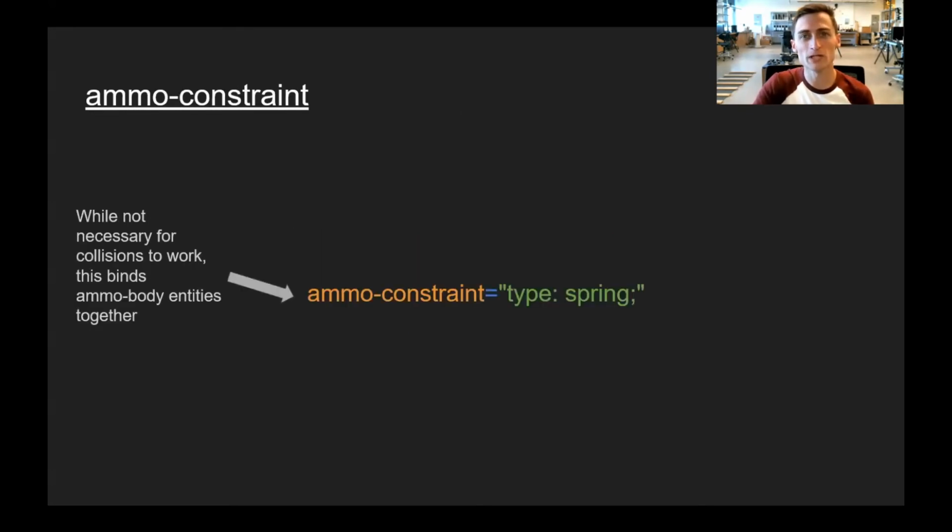Now, the last one, which is not really necessary or used often, but can be vital to a project, is ammo constraint. You can think of this as like a binding attribute. So this will bind physics bodies to each other. You can add hinges, and just like in this example, you can add a type of spring. So you could have a box and then another box and then add a spring between them. And then when you start the scene, it'll bounce up and down like a spring.